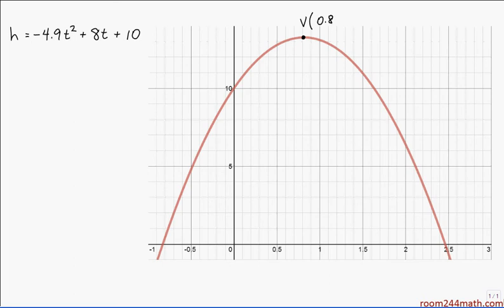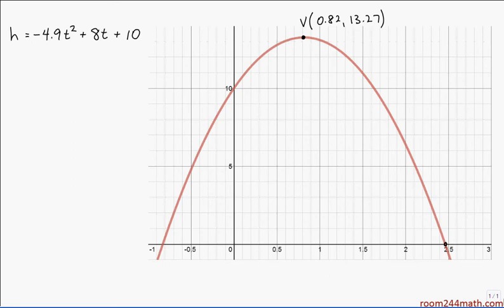It comes out to approximately (0.82, 13.27). So how do we interpret that? Well, it means that after 0.82 seconds, the object has hit a height of 13.27 meters, and that's its maximum height. So it takes a little less than a second to hit its maximum height, and then the force of gravity overtakes that initial upward velocity and starts pulling it down.